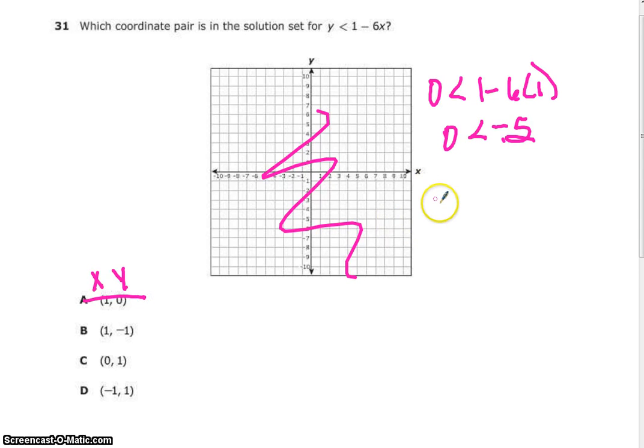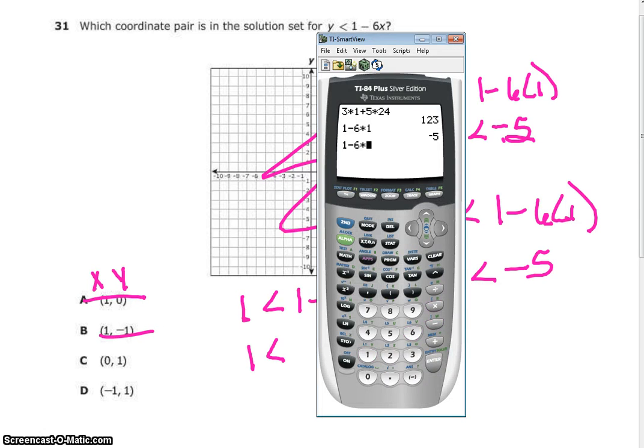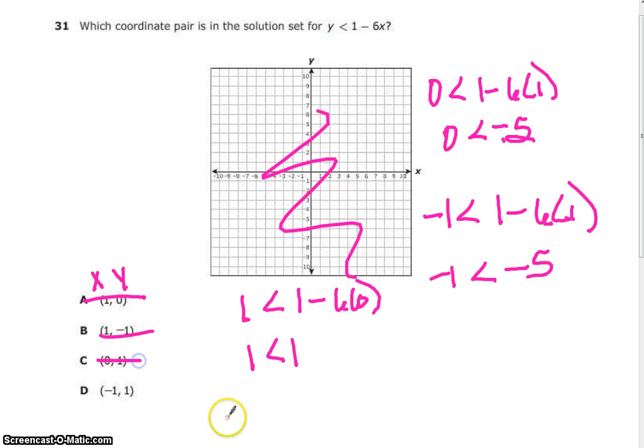So now you check B. Y is negative 1, is negative 1 less than 1 minus 6 times 1? We already figured out that 1 minus 6 times 1 is negative 5. Is negative 1 less than negative 5? No, it's not. It's bigger. So try 0, 1. Is 1 less than 1 minus 6 times 0? If you take your calculator and say 1 minus 6 times 0, you get 1. Is 1 less than 1? No. So then you try the last one.